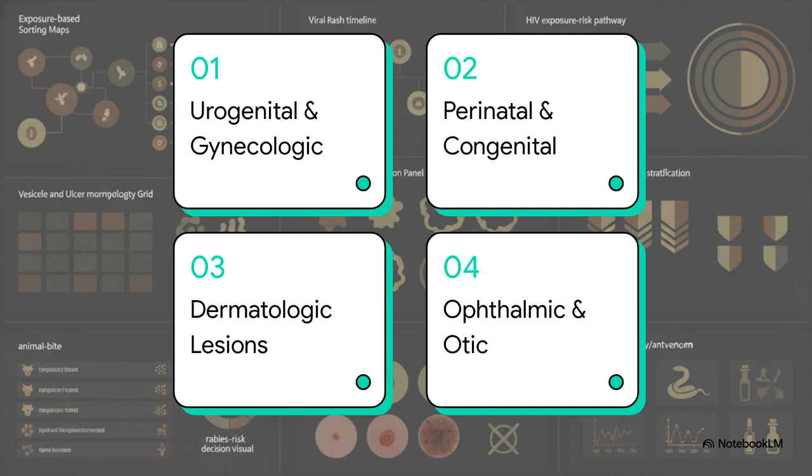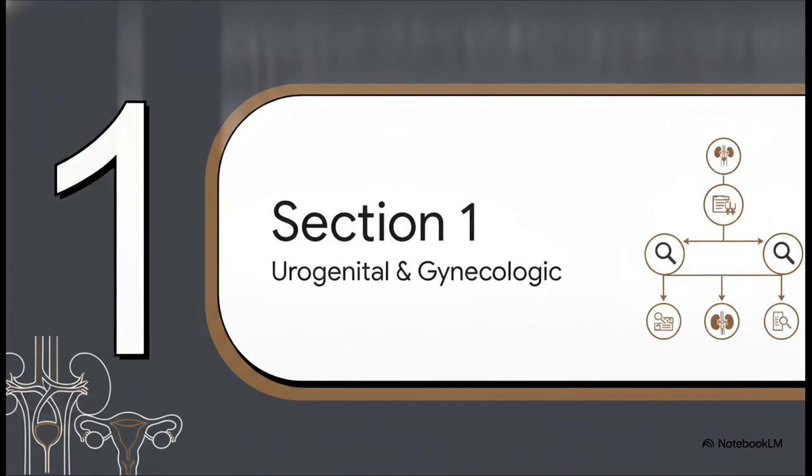1. Urogenital and gynecologic conditions. 2. Perinatal and congenital infections. 3. Dermatologic lesions and soft tissue. And finally, 4. Ophthalmic and otic infections. Section 1. Urogenital and gynecologic conditions.